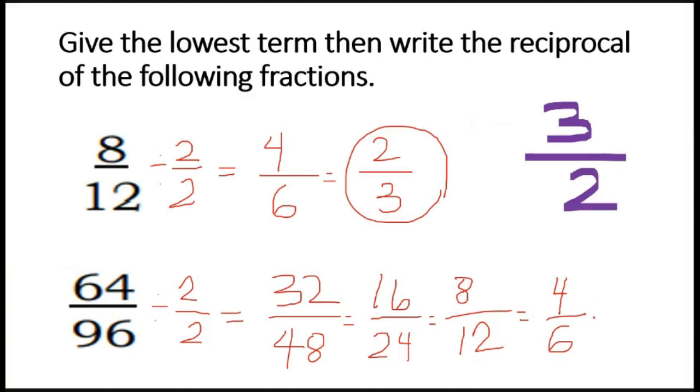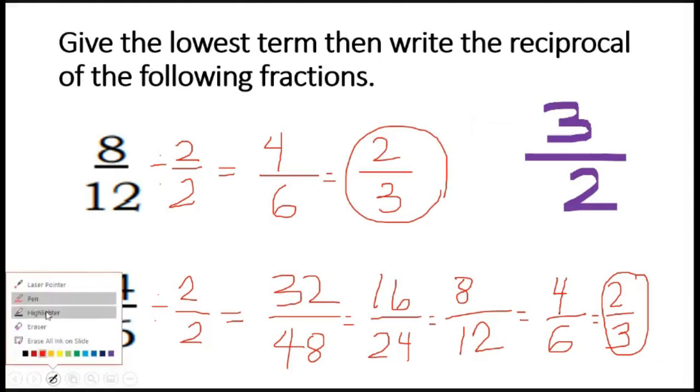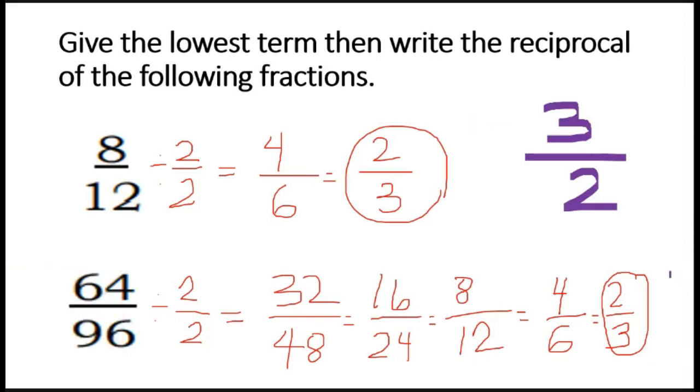Pwede pa rin ulit natin i-simplify. So, divide both sides by 2. So, 4 divided by 2 is 2. This one is 3. Yan. So, we have now our final answer. Now, how about its reciprocal? So, reciprocal of 2/3 is 3 over 2. That's it. This is our lesson about lowest term and reciprocal.